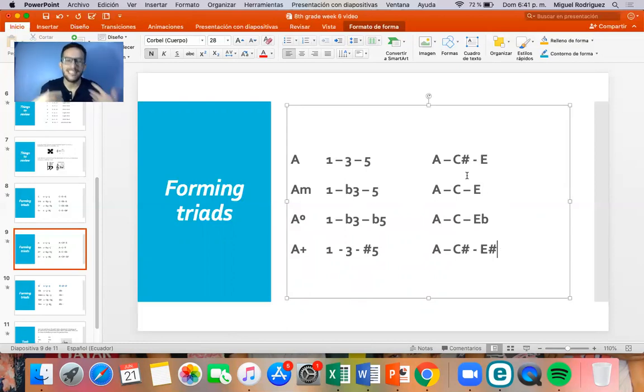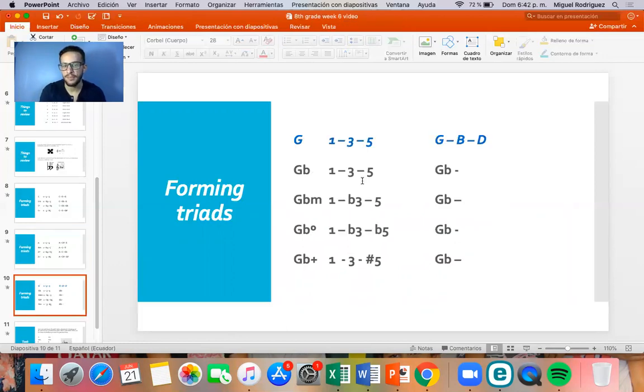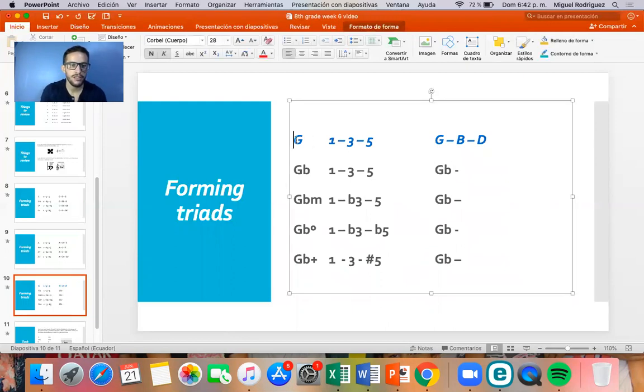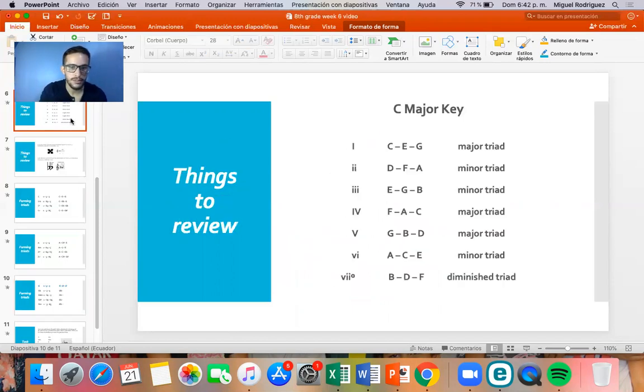Now let's do it a little bit more complicated, okay? Let's begin with a note that has a flat or a sharp, and that will be this, okay? We're going to find all 4 triads beginning on G flat. But why have I put here this G? So that you can use it as reference, okay? So we know the triad formed by G, the one you memorized already, is GBD, okay? And you know that GBD is major because it is the 5 chord of the C major scale, and the 5 is always major.